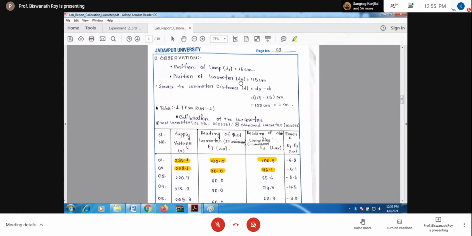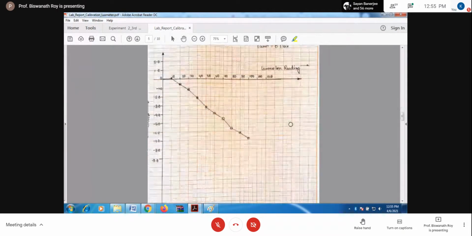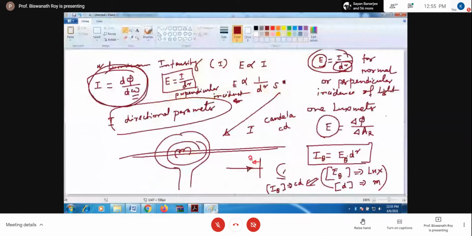The position of the lamp is 15 centimeter. The position of the lux meter is 115 centimeters. So distance is 100 centimeter, means 1 meter. So what is the advantage of taking distance as 1 meter? Very simple. If the numerical value of D is 1, then I theta is actually the E theta. Whatever be the E theta value, numerically I theta values are the same, but units are different.